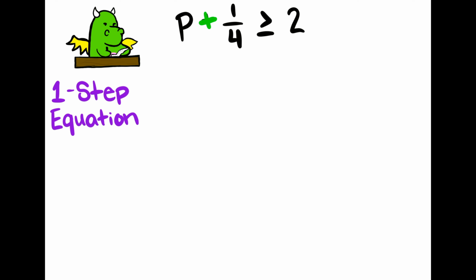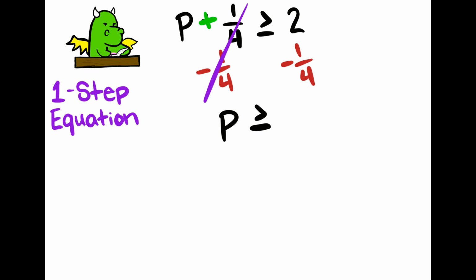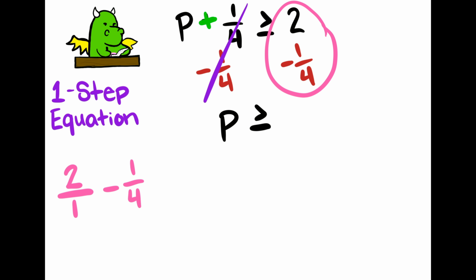Okay, jumping in. We have p plus 1/4 is greater than or equal to 2. Following our one-step equation rules, we need to cancel the 1/4 out to get our variable by itself. If we subtract 1/4 from both sides, we get p is greater than or equal to 2 minus 1/4. We can solve 2 minus 1/4 by turning 2 into a fraction. If you remember, natural numbers can be fractions if we put a 1 underneath because any number divided by 1 is itself. Now we have 2 over 1 minus 1/4.